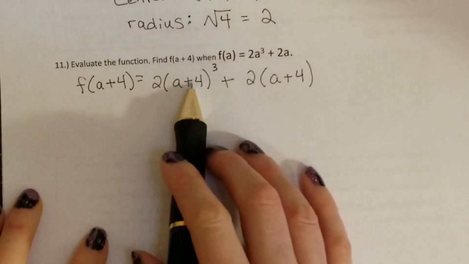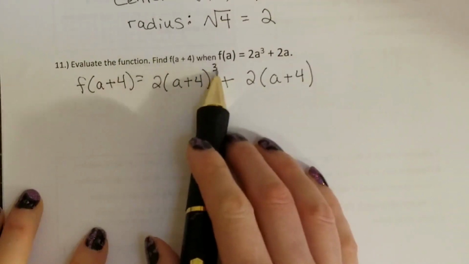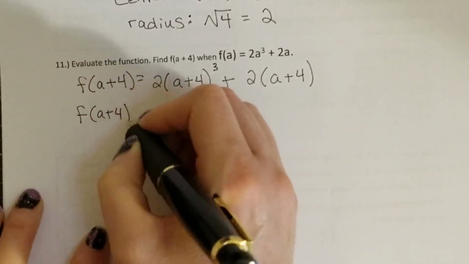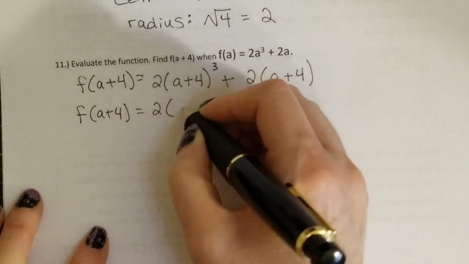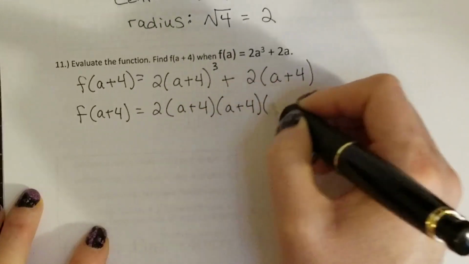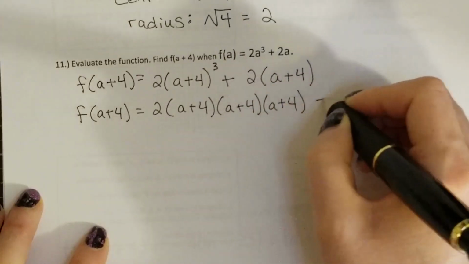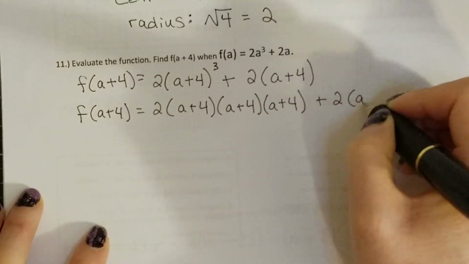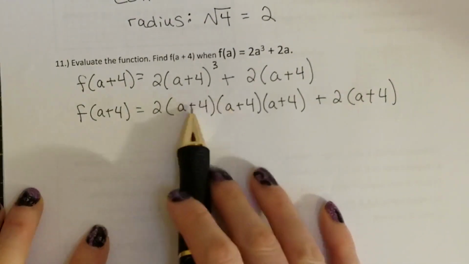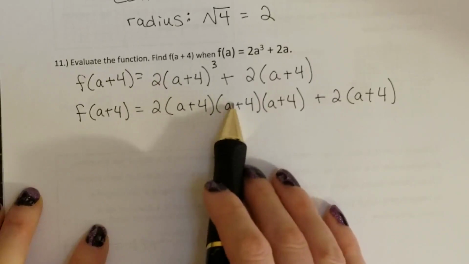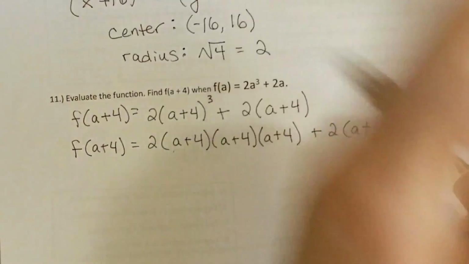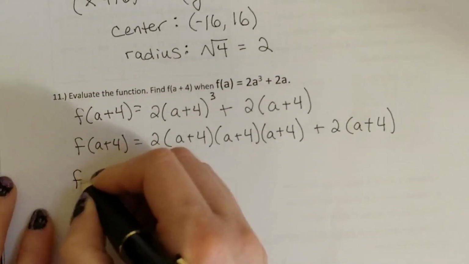So what you have to do is write this out 3 times. And then you're going to have to do the distributive property, or you're going to have to FOIL a whole bunch. Okay, so you're going to have to FOIL these two. And remember, when you're FOILing or using the distributive property on these, you can only do 2 at a time. And then you have to add in the third one after that.